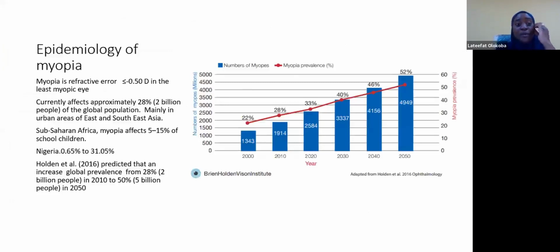Okay. So by way of introduction, myopia is defined as a refractive error of minus 0.50 diopter in the least myopic eye. Currently, myopia affects about 2 million people in the world, mainly in the urban areas of East and South Asia. But in sub-Saharan Africa, myopia has been discovered to affect 5 to 15% of our school children. A review of the literature in Nigeria reveals a prevalence of 0.65% to 31%, depending on the location and the region of school children.